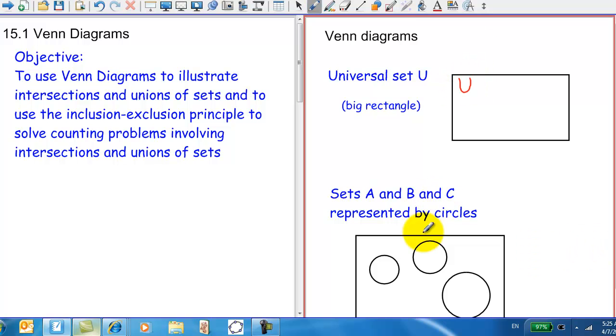Here sets A and B, individual sets, we usually use letters on. And you can either put the letter inside, or sometimes people label it right on there, or sometimes people put it outside like that.